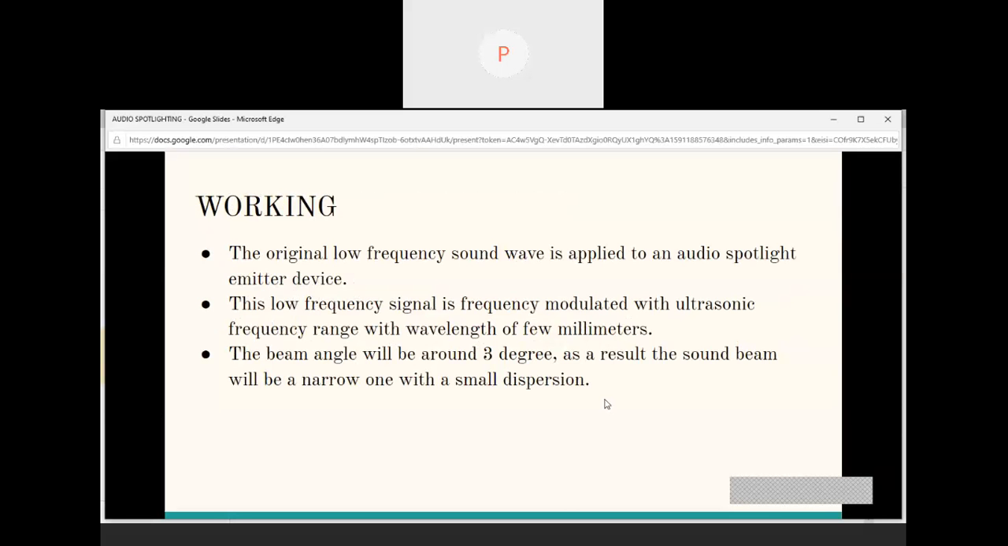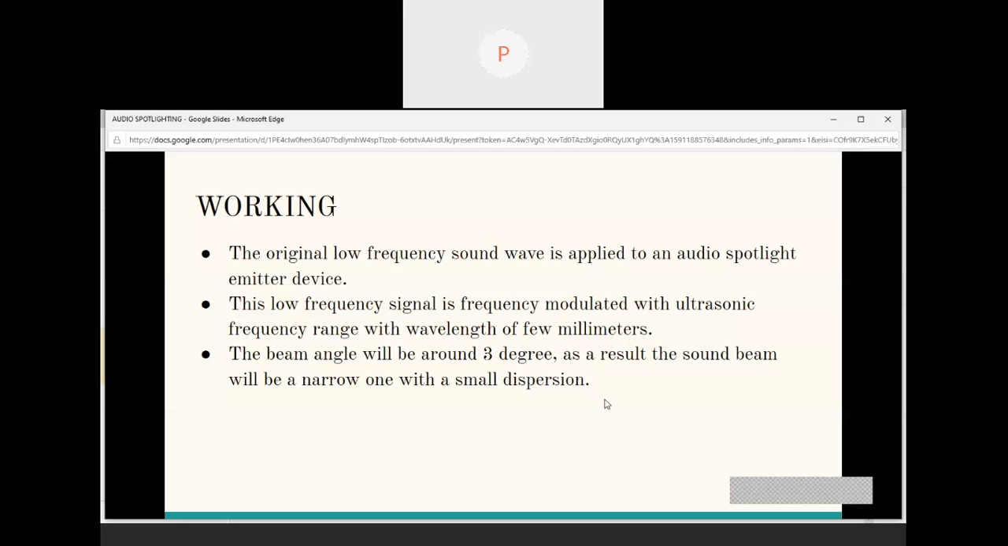Here, the original low frequency sound is transformed into a higher frequency ultrasound by applying it to an audio spotlight emitter device. This device converts our sound to a high frequency sound. Since the wavelength is small, the sound beam will be very narrow.